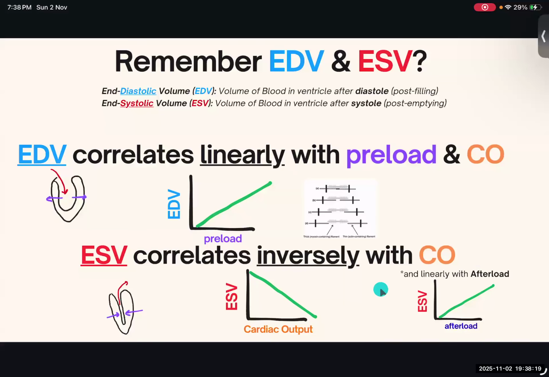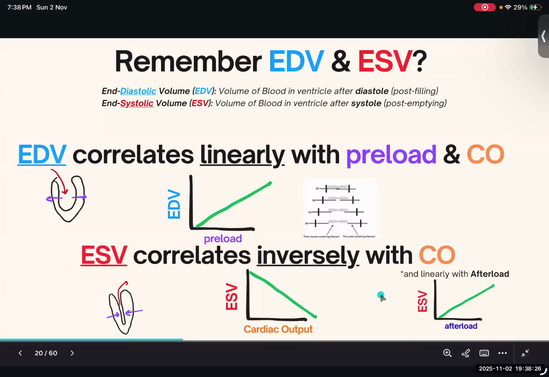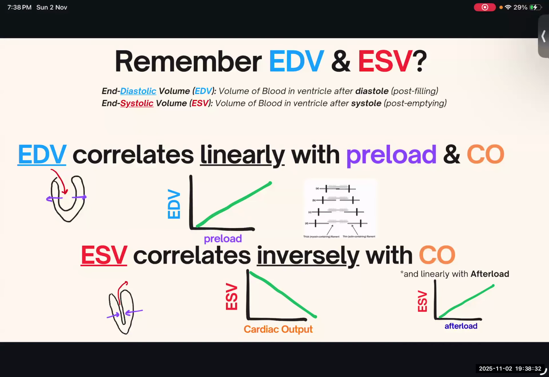And just a point here that ESV will be positively correlated with afterload. Because if I am pumping less blood out of the heart, that means the afterload is high. There's something stopping the blood from leaving the heart.